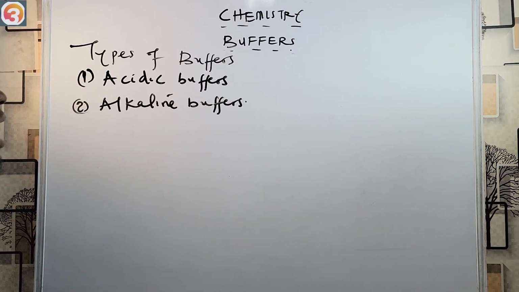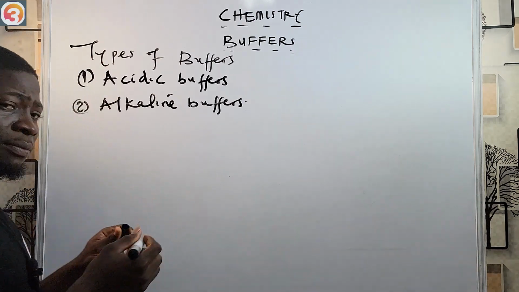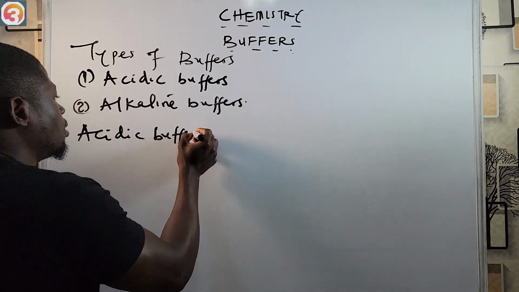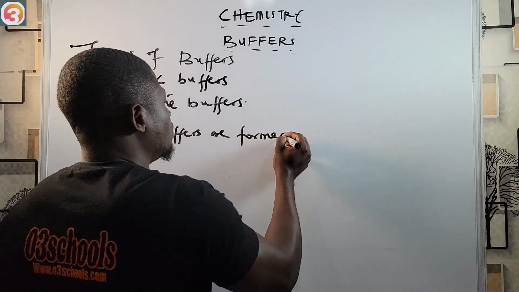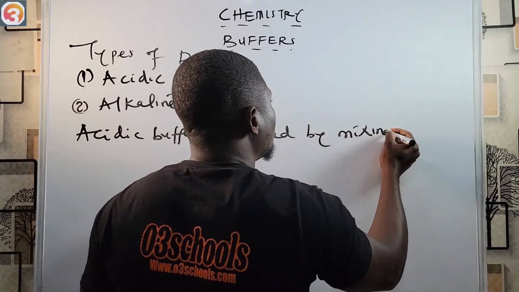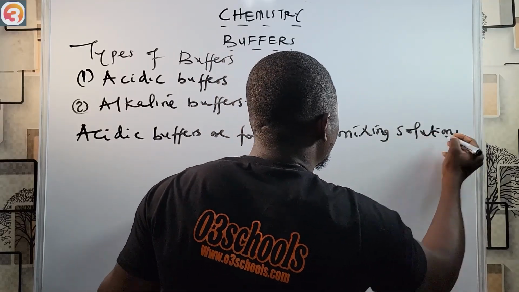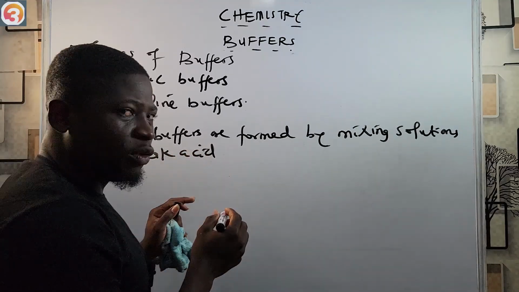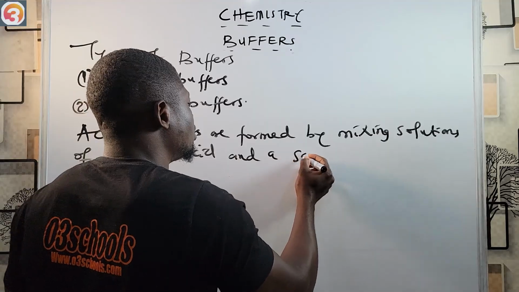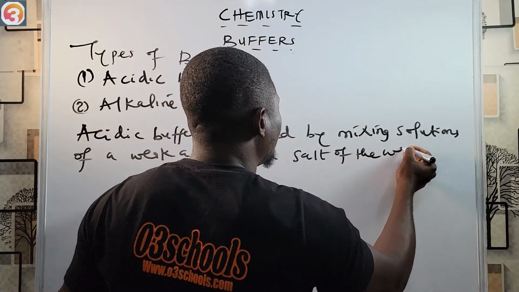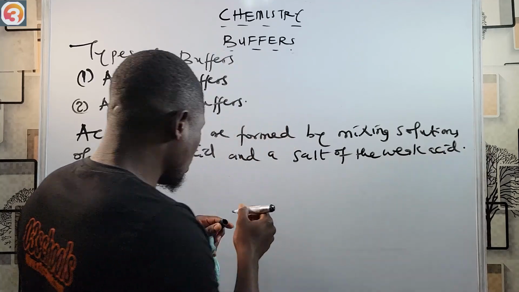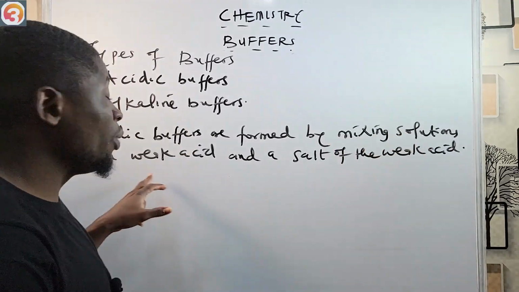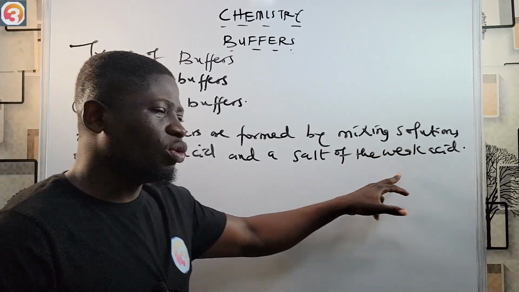All right. Acidic buffers. How are acidic buffers formed? Acidic buffers are formed by mixing solutions of a weak acid and a salt of the weak acid. All right. So this is how acidic buffers are formed. They are formed by mixing solutions of a weak acid and a salt of the weak acid.